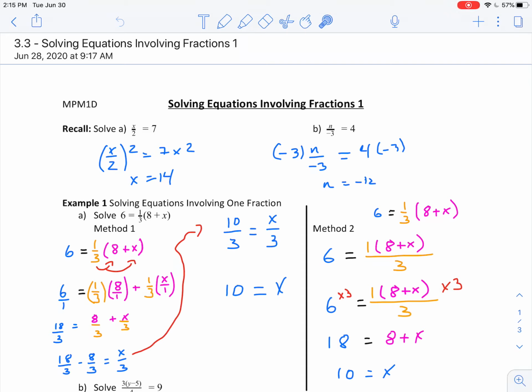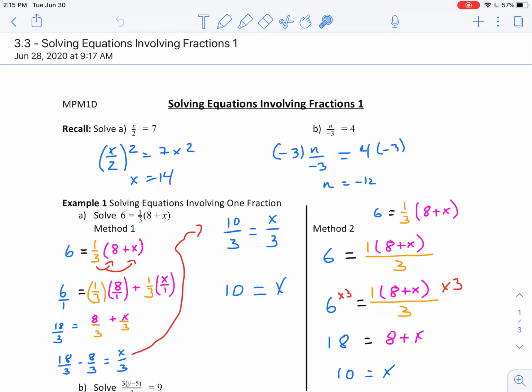Let's solve equations with fractions. So if we quickly recall, we have x over 2 is equal to 7. We find the opposite operation and we perform it on both sides. In this case, the opposite operation of division is multiplication. Multiply both sides, left and right, by a factor of 2. We isolate our variable x, and 7 times 2 gives us 14.